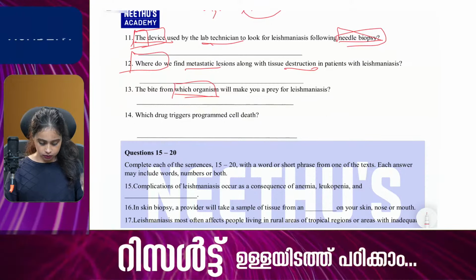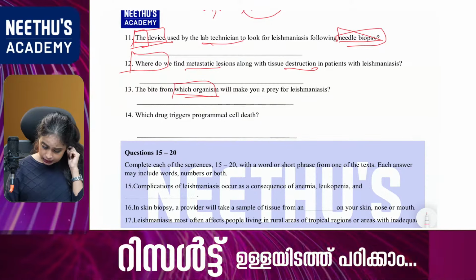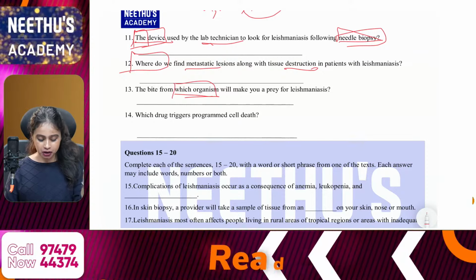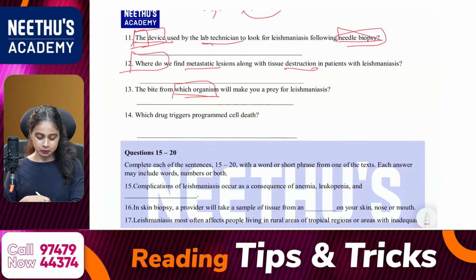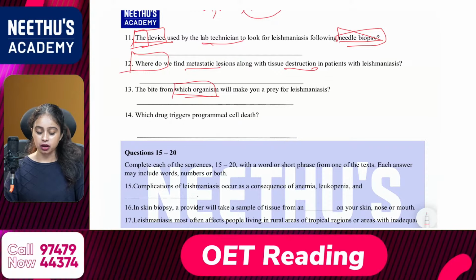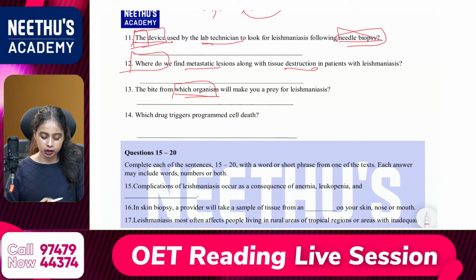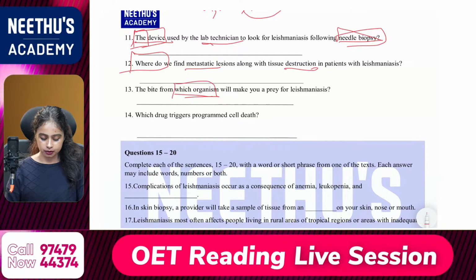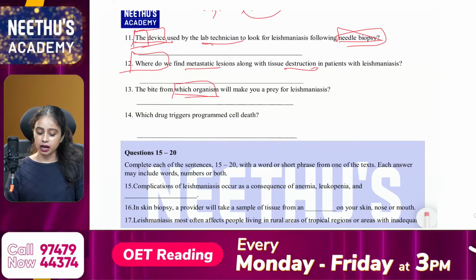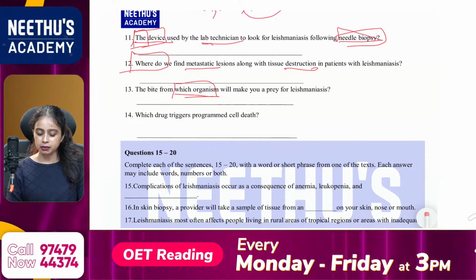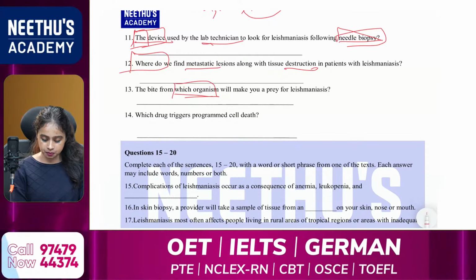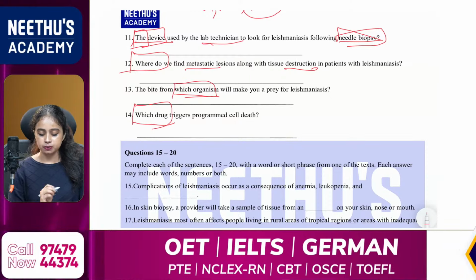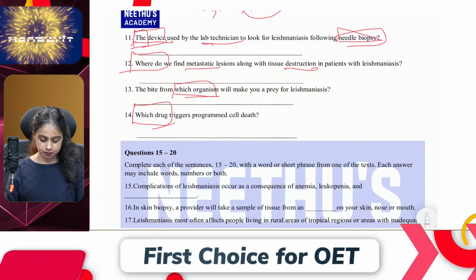Okay, yes, Jubi, Anu, Tessie, Princey, Bincy, Ashwati, Reshma, Megha, Jansi, Anu, okay, it is sandfly, very good. Then 14th one, which drug triggers, okay, Reba, Megha, sandfly, very good guys, correct answer. Then which drug triggers programmed cell death? So we need name of the medicine. Which drug? Name of the medicine. Any idea?